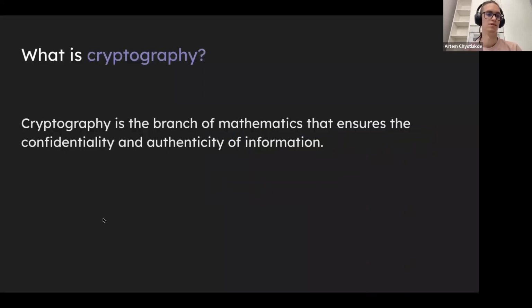Okay, so let's start with the definition. Cryptography is a branch of mathematics that ensures the confidentiality and authenticity of information. Basically, it is needed to make this information, first of all, confidential, so that you can prove that something belongs to someone. And authenticity means that if the information itself is changed, there is a way to prove it.